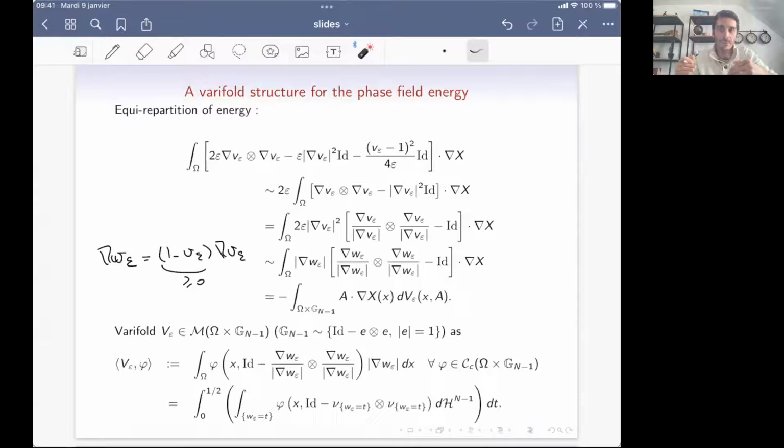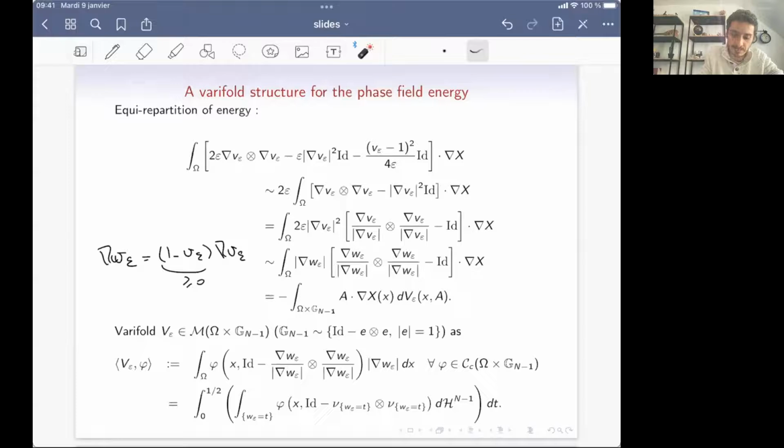Here I'm considering surfaces. So a varifold will be an object, a measure, which encodes not only information on space, but also on the tangent plane. So it will be a measure on the product space between omega and all n minus one dimensional hyperplanes of R^n. This is what I call G_{n-1}, the n minus one Grassmannian, if you want, which I simply think of as all matrices of this form, identity minus E tensor E, because these are all projection matrices onto n minus one dimensional hyperplanes whose orthogonal vector is given by the vector E. So think of a measure defined on the product space between omega and this set of matrices.